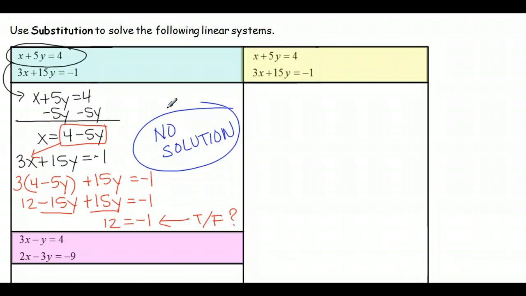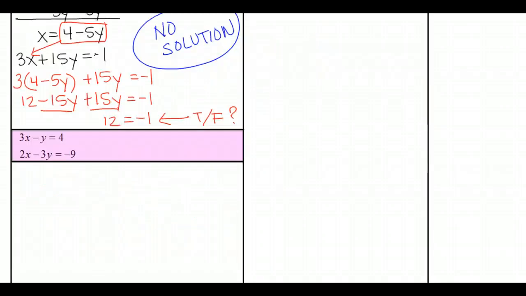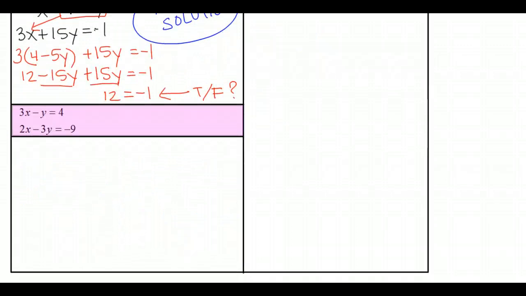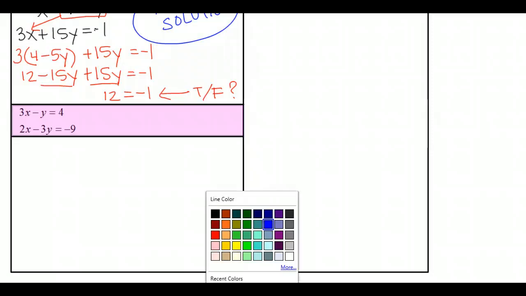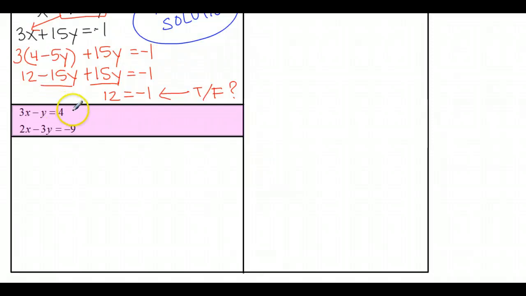x plus 5y equals 4, and 3x, I just noticed that these two problems are the same, so let's skip it. Okay, next problem. 3x minus y equals 4, and 2x minus 3y equals negative 9. All right, so again, we've got to pick an equation and get one variable by itself. I am going to start with the top equation, and I am going to solve for y. So we've got 3x minus y equals 4.